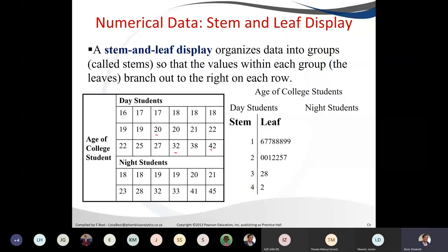When they give you the stem and leaf, they might ask you what is the lowest value of this stem and leaf? What is the highest value? What is the second highest value? What is this? What is that?